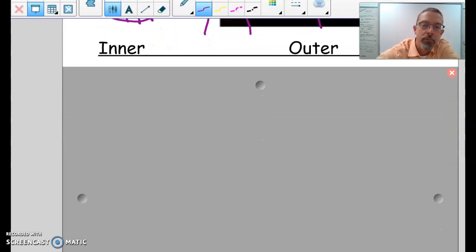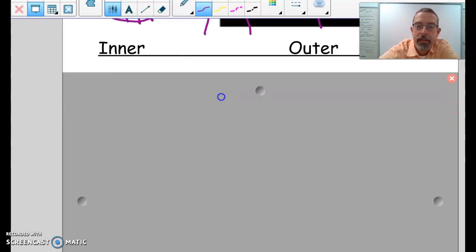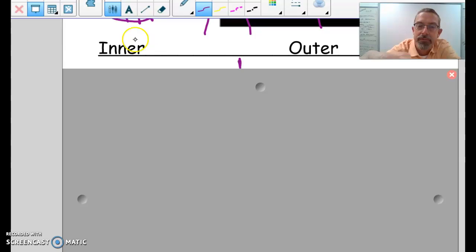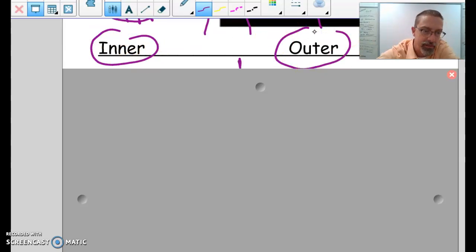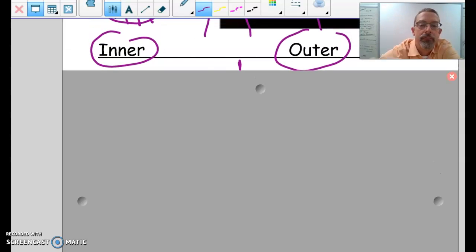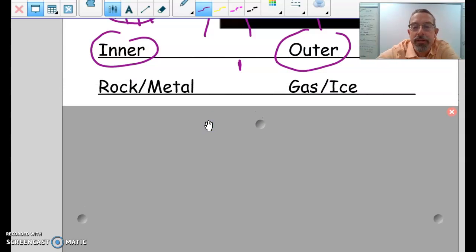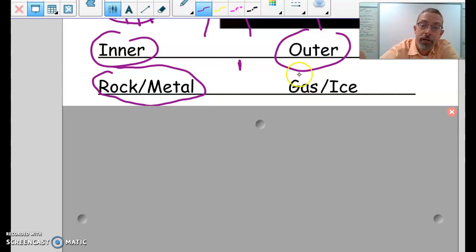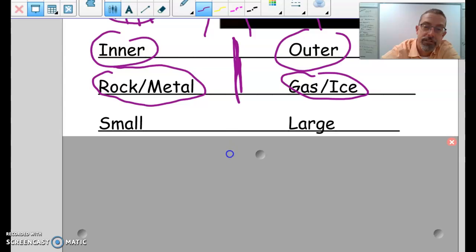Okay? So what I want you to do is make a T-chart. In this T-chart, I want you to divide into two columns, inner planets and outer planets, and we're going to look at the characteristics of each. Once you've done so, the inner planets are usually going to be made of rock and metal. And the outer planets, Jupiter and Saturn, are mostly made of gas, and Uranus and Neptune are made of ice. So there's a difference there. For instance, Earth has a lot of rock at its surface, but it's got a metal core, and the outer planets are majority gas and ice. So there's a dividing line between them.